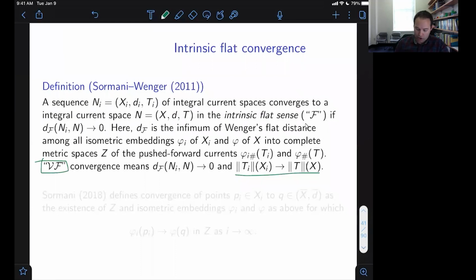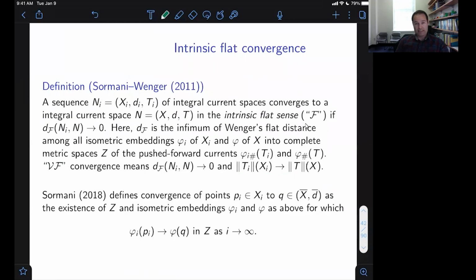You can also have convergence of points. So if you have points in your Xi's, they converge to a point in the completion of the limit space. That just means you can find these embeddings as before, where the images of those corresponding points converge. So that'll show up in the definition of pointed intrinsic flat convergence.